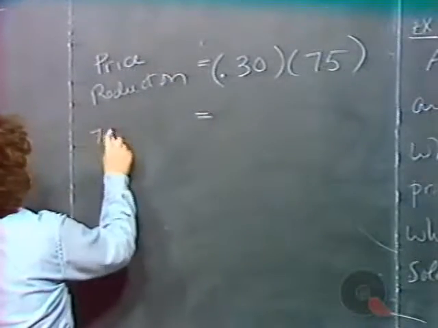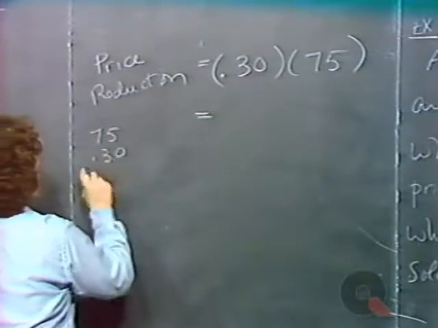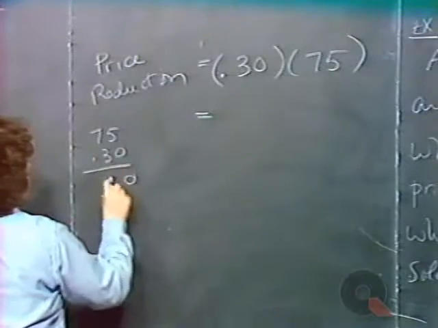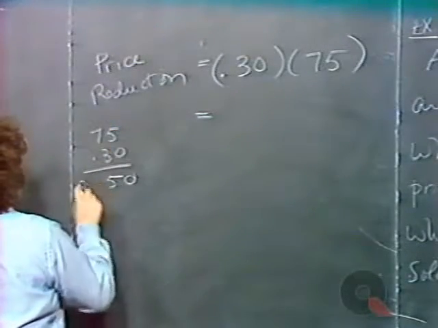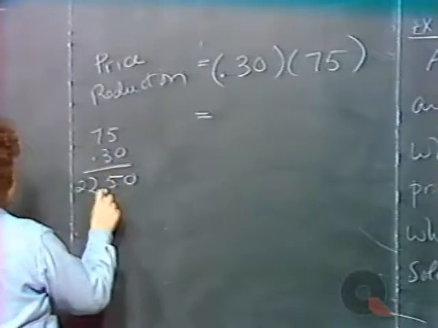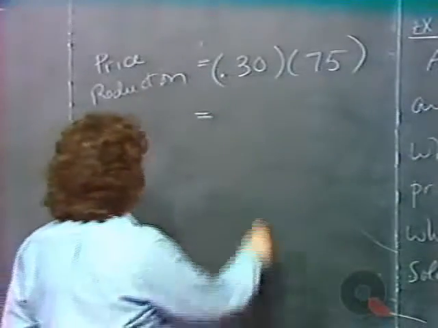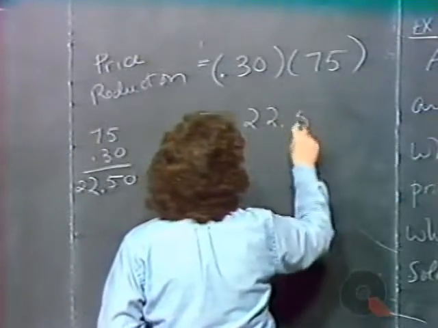Okay, 75 times 0.30: 0, 3 5s, 15, 3 7s, 21, 22. 2 decimal digits in the answer. The price reduction is $22.50.